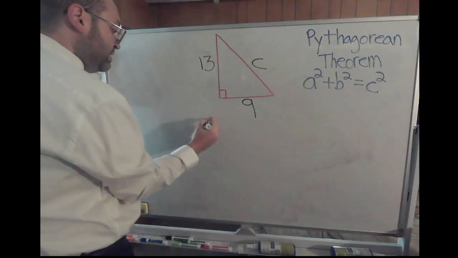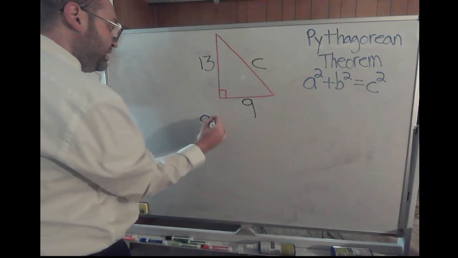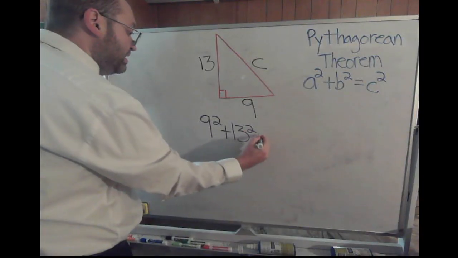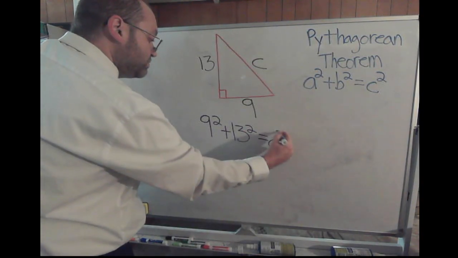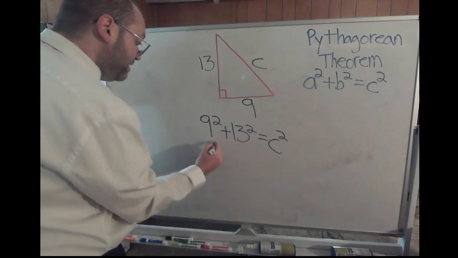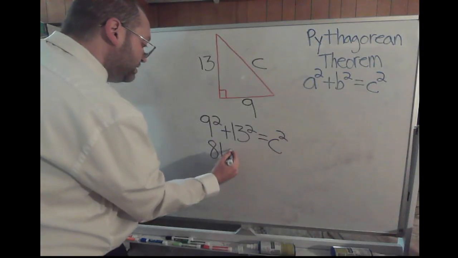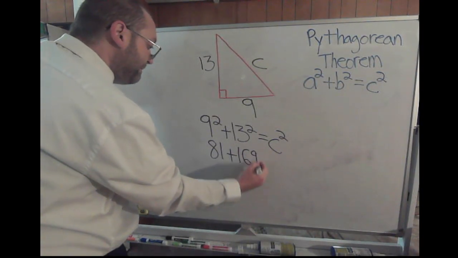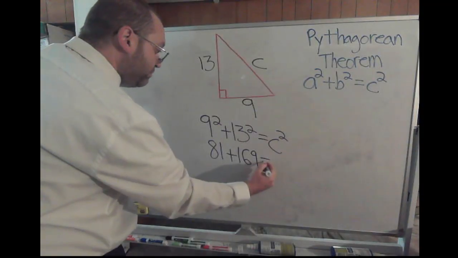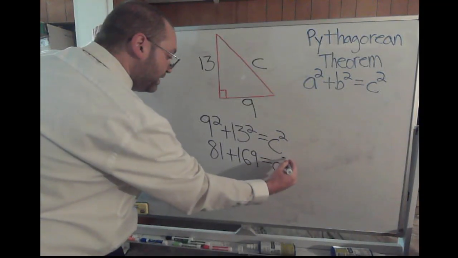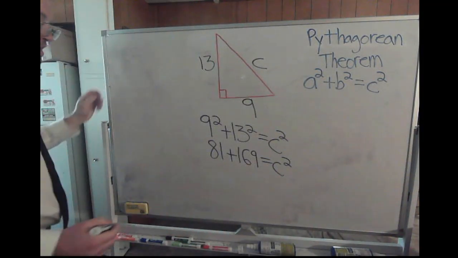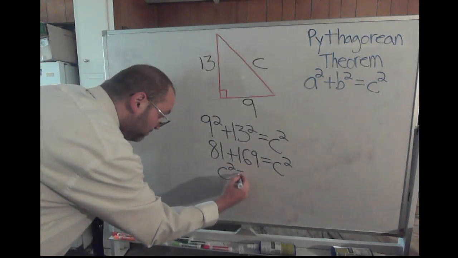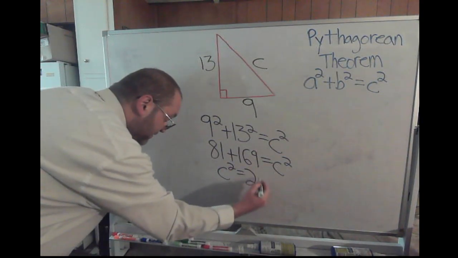So we'll take 9 squared plus 13 squared, and then we'll set that equal to C squared. Well, 9 squared, that's 81, plus 13 squared, that's 169. That would equal C squared. So C squared is going to equal 250.